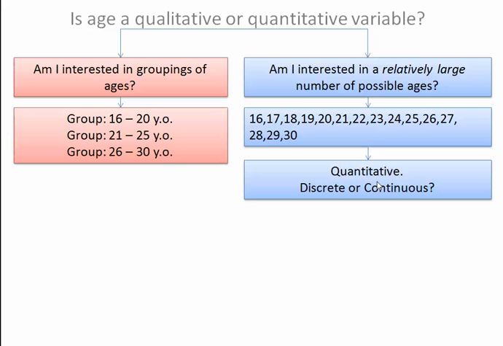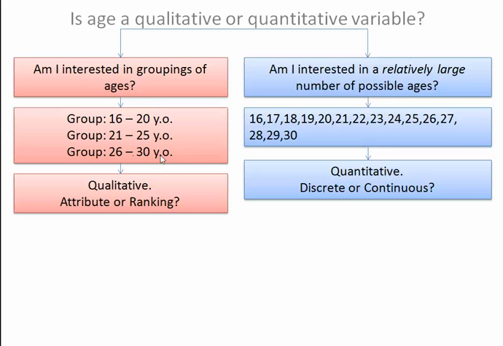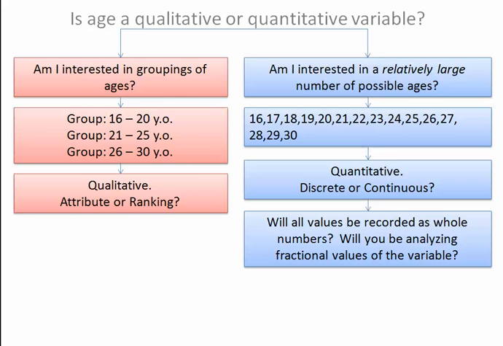quantitative variable. Now, the next question that I find myself asking when doing research is whether a variable is actually discrete or continuous if it's quantitative. So if it's quantitative, is it discrete or continuous? If I find myself working with groupings and I want to analyze those groupings, I need to ask myself whether or not it's an attribute or whether the data is rankable. And that's going to change the type of statistical analysis strategy that I actually use.